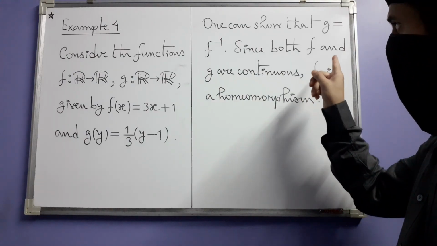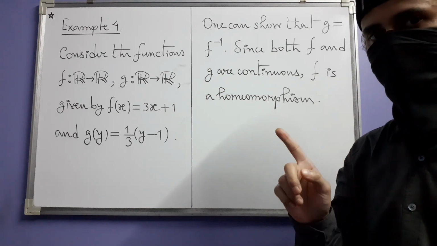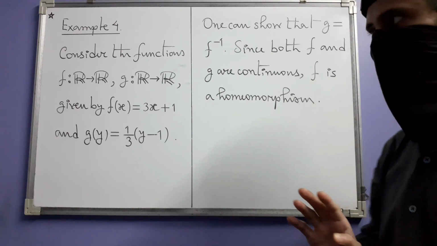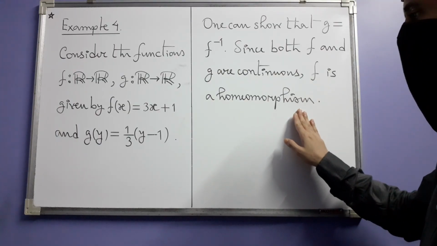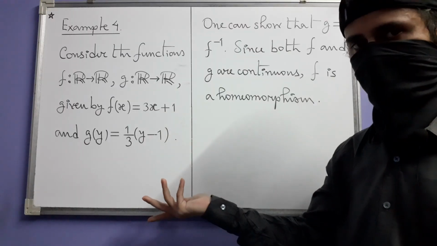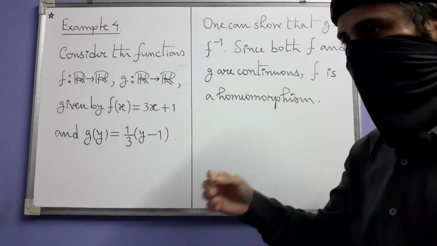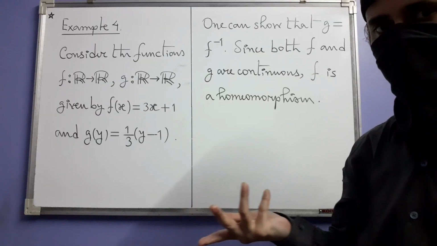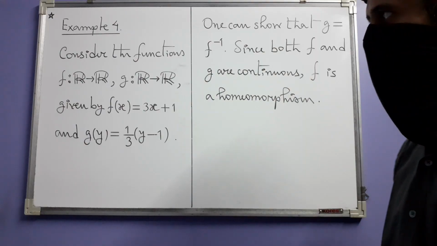Now because f and g are both continuous, what are we getting? That f and its inverse are both continuous. That is why f is a homeomorphism. And regarding the continuity of these functions, it's a simple thing from calculus, right? Both of them are linear functions, linear polynomials, so automatically they are continuous.